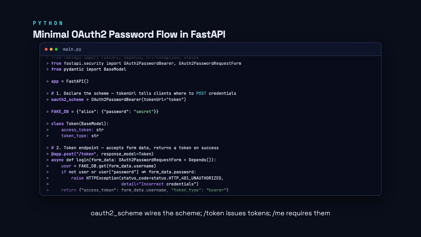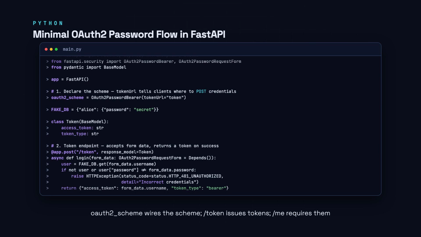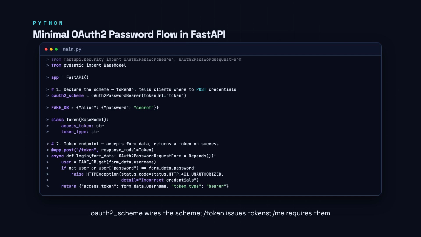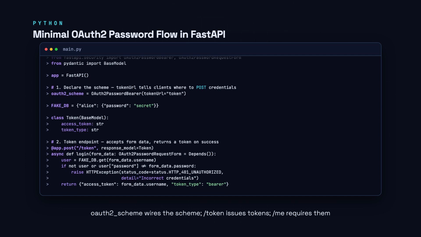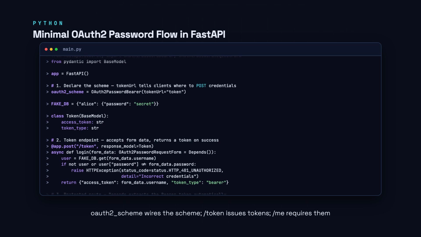Line by line, we import OAuth2PasswordBearer and OAuth2PasswordRequestForm from fastapi.security. We then create oauth2_scheme by calling OAuth2PasswordBearer with tokenUrl set to the string "token". This registers the bearer scheme and points Swagger UI at our login endpoint.